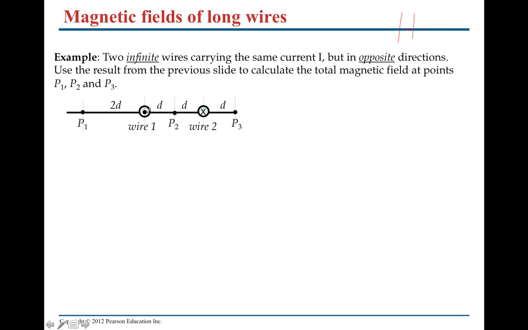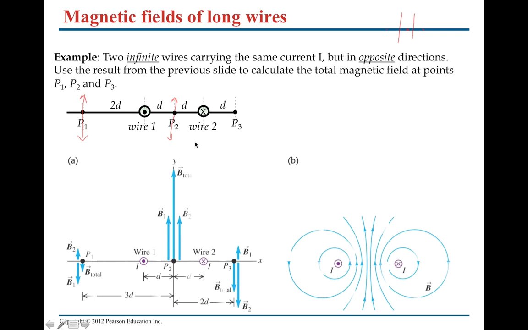or two contributions to the total magnetic field. One contribution is due to this wire. Remember, since this is out of the page, if I curl my fingers, the magnetic field will be this way, right? And this guy is into the page. That means if I curl my fingers, the magnetic field will be this way. Now this guy here, remember, is out of the page. That means the magnetic field is this way, and this is into the page, right? So the magnetic field will be this way, and so forth.